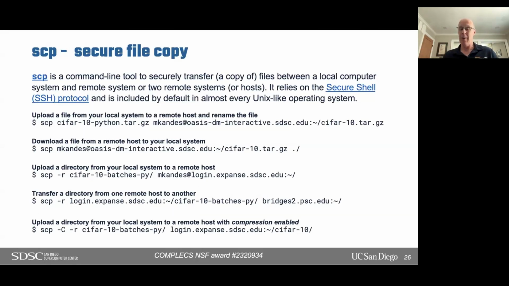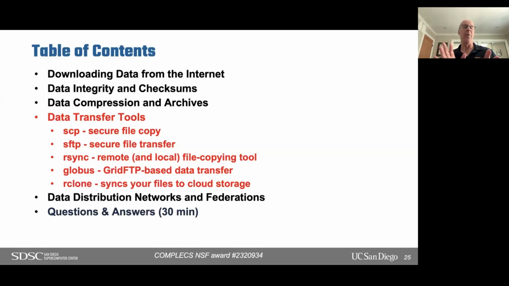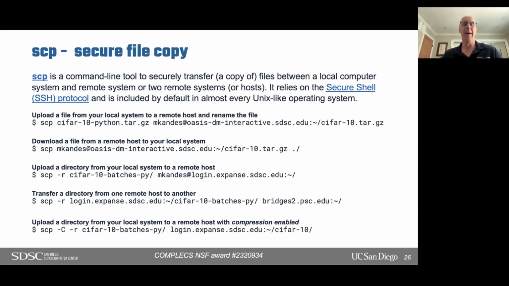Secure copy, sorry. We're looking at tools now for actually transferring data. So earlier we looked at downloading from the internet. Now we're going to be looking at moving data between machines. I'm going to say the most common one is secure copy. It's a command line tool to securely transfer a copy of files between a local computer system and a remote system, or between two remote systems. And this is based on the SSH, or Secure Shell Protocol.